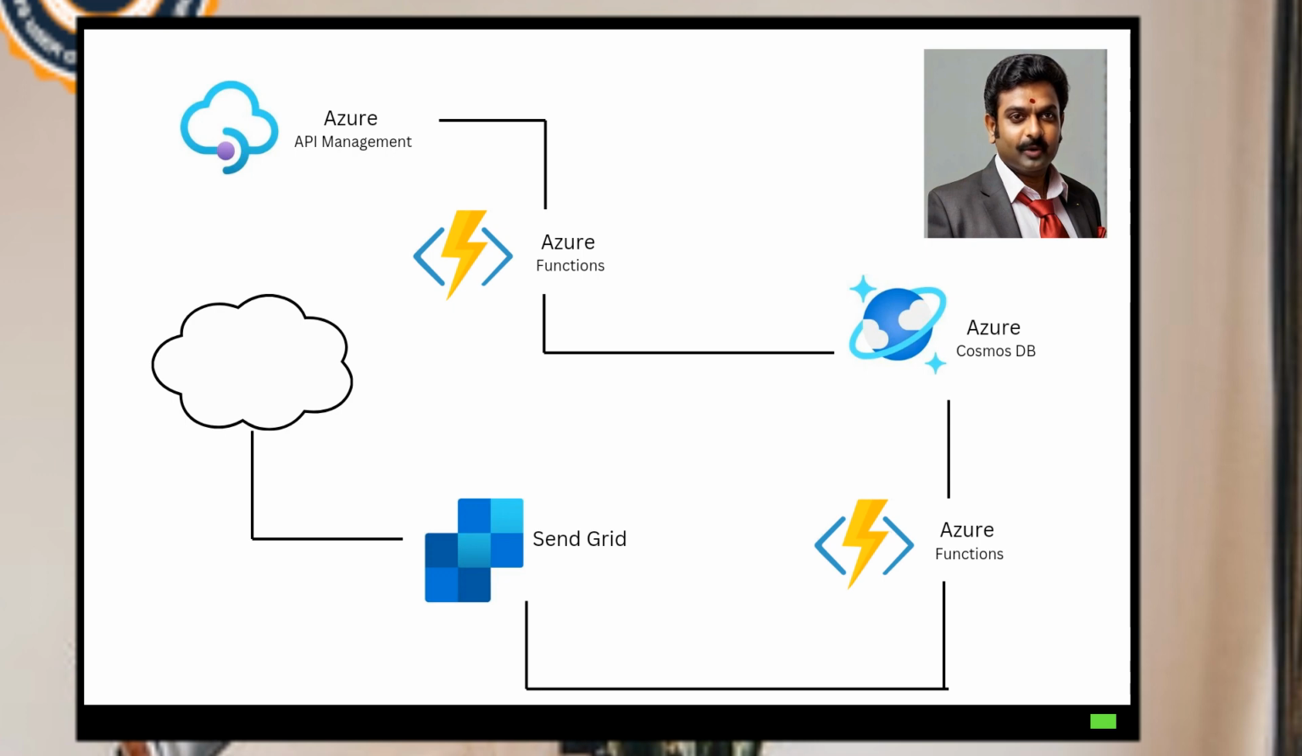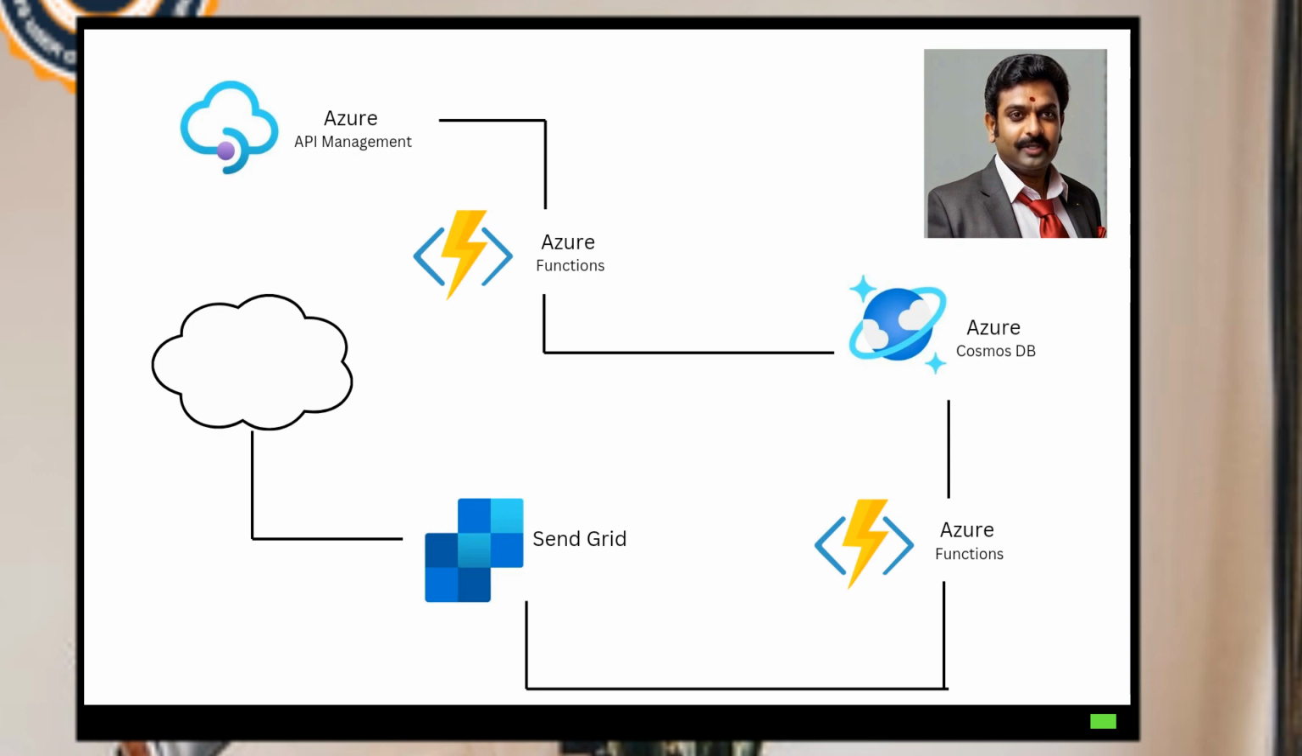Azure Services Overview. Azure API Management manages API requests and routes them to the appropriate Azure Functions. Azure Functions, a serverless compute service to run the code for OTP generation, verification and notification. Azure Cosmos DB, a globally distributed, multimodal database service that handles OTP storage, expiry and cleanup using TTL. SendGrid or Azure Communication Services, for sending email and SMS notifications to users.